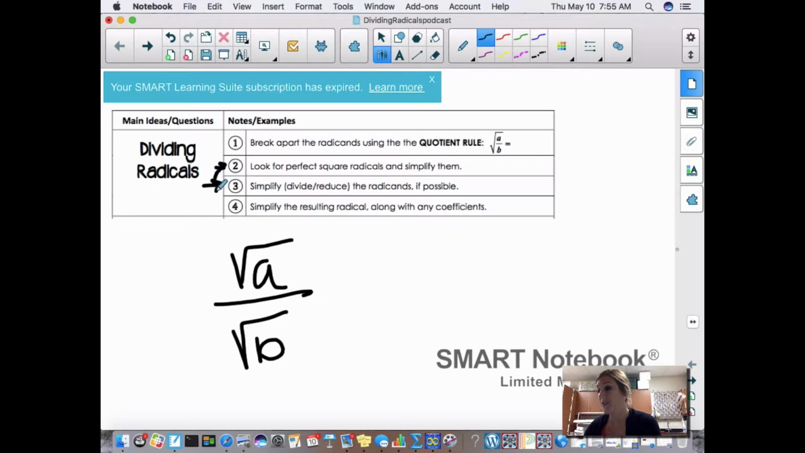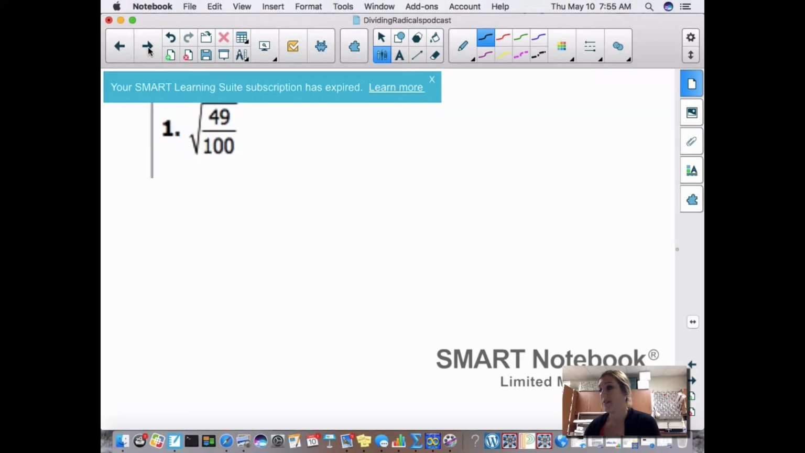Simplify, divide, reduce the radicands if possible. Simplify the resulting radical along with any coefficients. So let's try some examples.